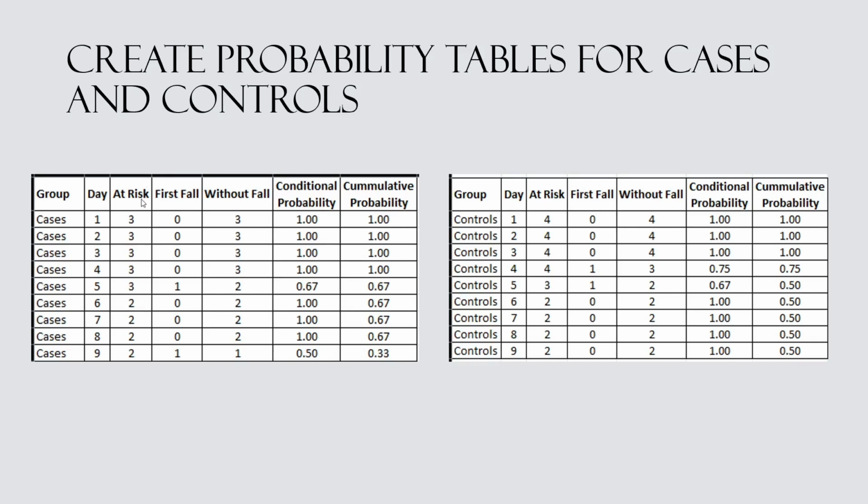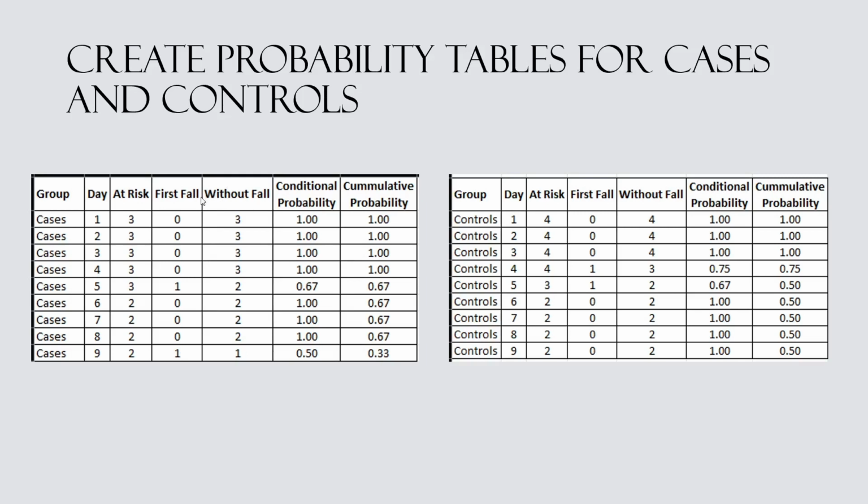The next column will be first fall. This will indicate how many patients have fallen on that given day. Here you will see that, for example, in cases, there are no patients who fell on the first day, no patients who fell on the second day. There was 1 patient who fell on the fifth day, and 1 patient who fell on the ninth day.